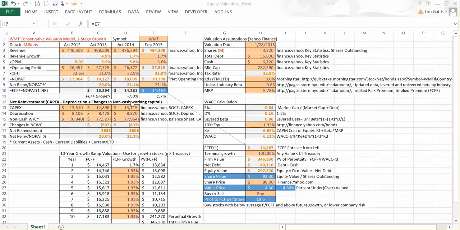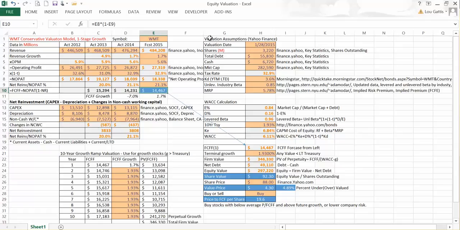The file looks like this, and I'll give you an overview of the model. What the model does is it first forecasts one number, which is this number right here. This is the free cash flows for the firm. To calculate that, we're going to get revenues, operating profits, tax rates, and net reinvestment rates for the firm. Those will drive your free cash flows.